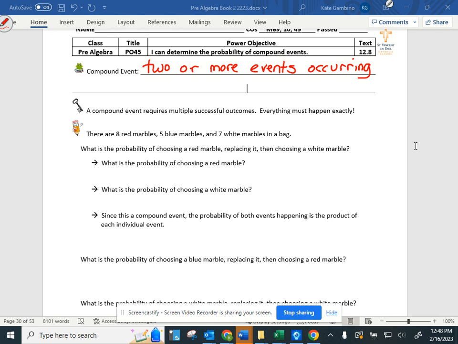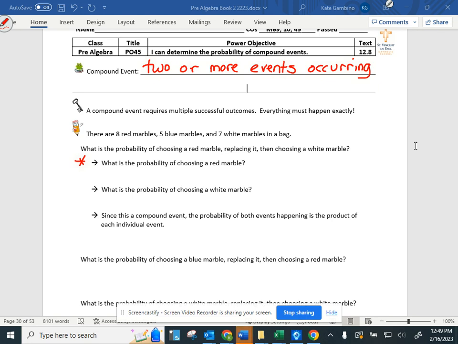There are 8 red, 5 blue, and 7 white. You find the probability of the red, then the white, and then you multiply. That's it. Say that one more time, Hugo. Find the probability of getting a red marble times the probability of getting a white marble. Okay, so first thing we're going to do is find the probability of the red marble. So what is the probability of a red marble?